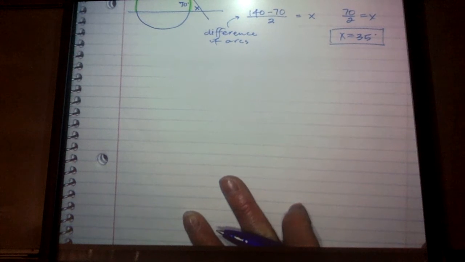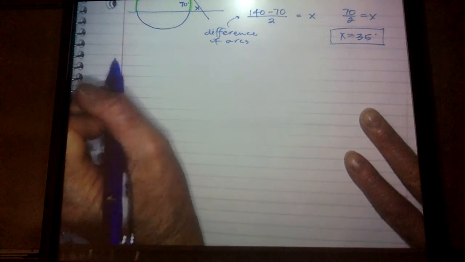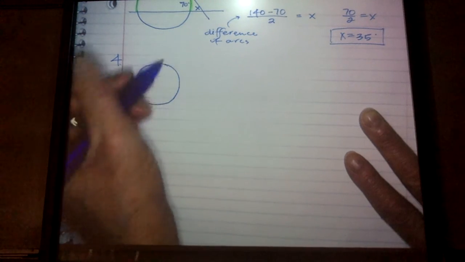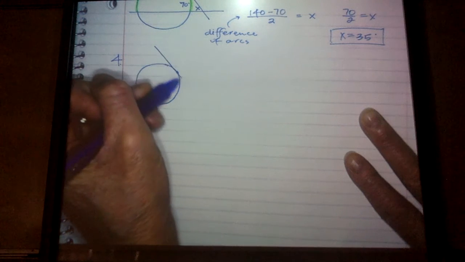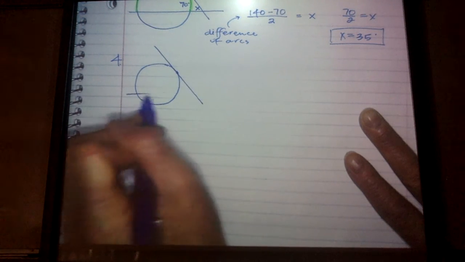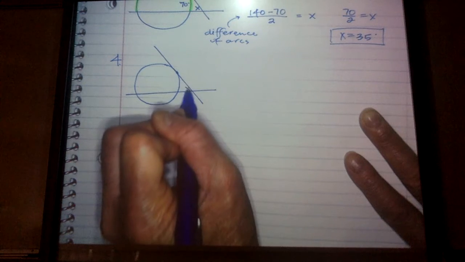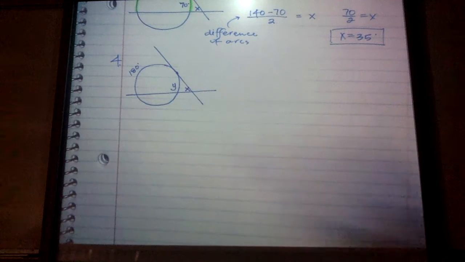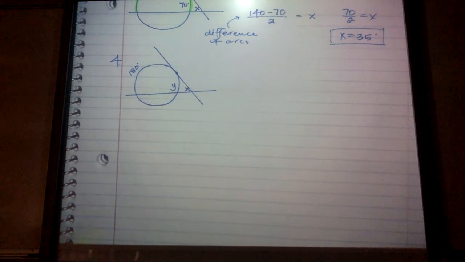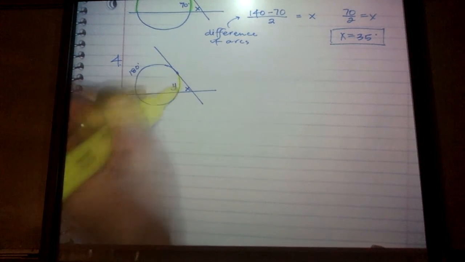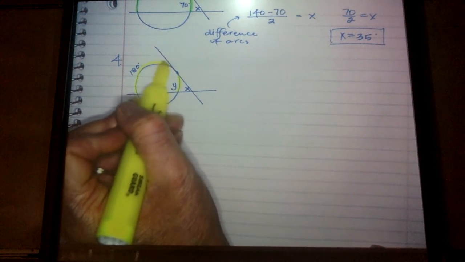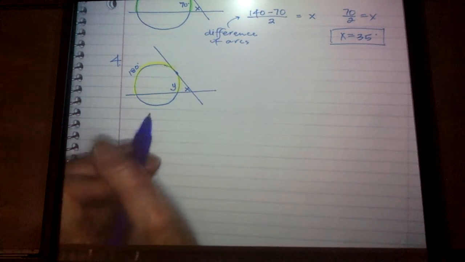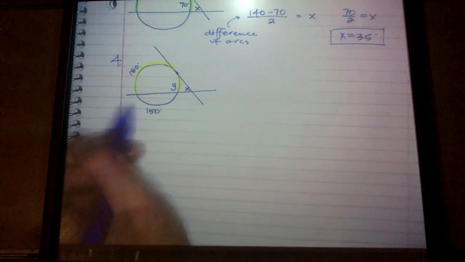The next one is going to be a little bit harder. We're going to do a little calculating. Again, I'm going to do a tangent line and a secant line. This is X, this is Y, and this is 180. I have this arc here, which is unknown, and this arc here. I'm also going to tell you that this arc down here is 150.